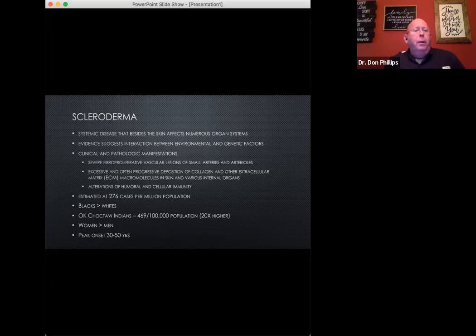So scleroderma, this is a devastating problem. It really is. There is so much proliferation of the vascular lesions in the small arteries and arterioles that they'll end up with necrotic areas in hands and feet. It also ends up in all of their internal organs as well. And because it alters their immunity, they're more likely to end up with serious infections.